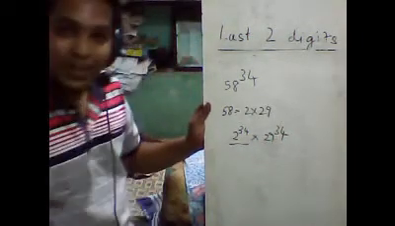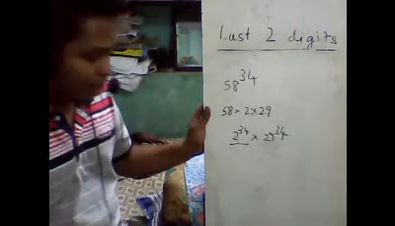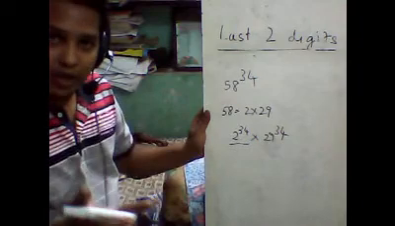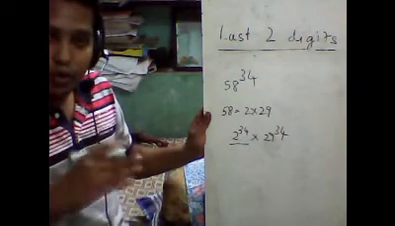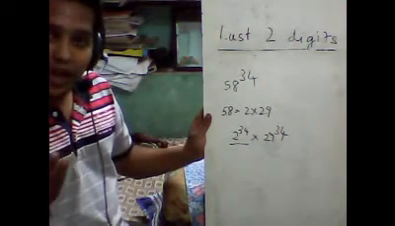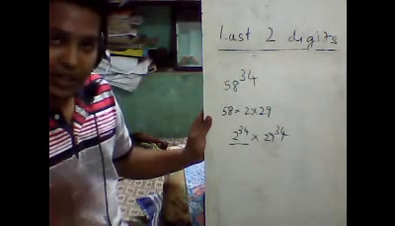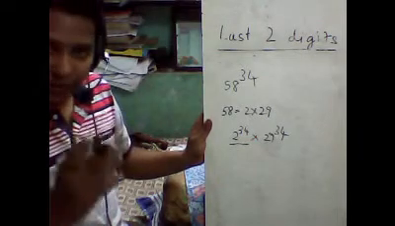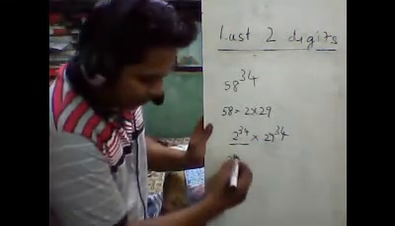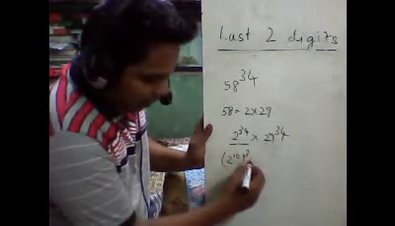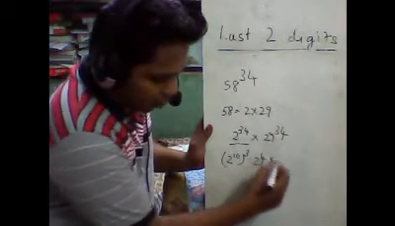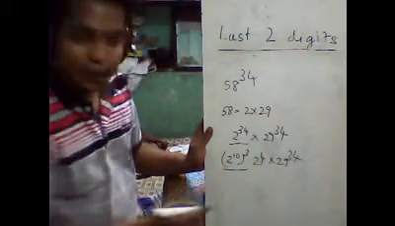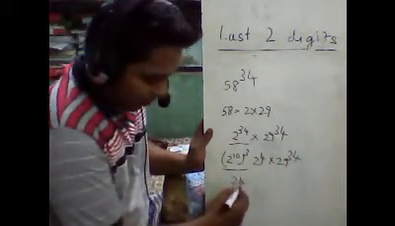The last two digits of 2 to the power of 34 are found by this method. 2 to the power of 34 is 2 to the power of 30 into 2 to the power of 4. The last two digits of 2 to the power of 30 are 24 because of the previous method. 2 to the power of 30 is 2 to the power of 10 raised to the power of 3, into 2 to the power of 4, into 29 to the power of 34. 2 to the power of 10 raised to the power of 3 ends with 24.